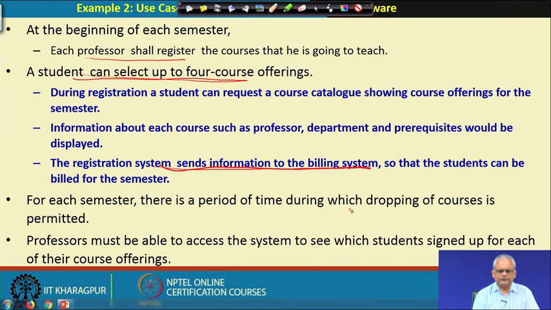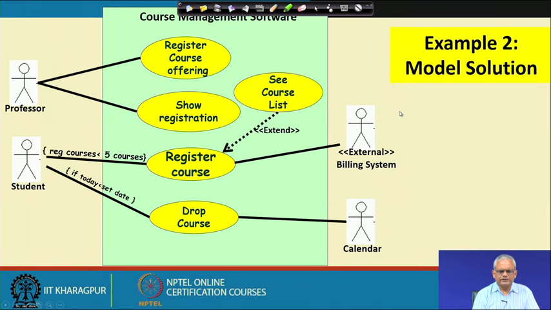signed up. Now, this is the overall diagram that we discussed. Let us see how we draw the diagram. So, this is the diagram. The professor registers the course offering. He can find out which students have registered, and the student can register for courses, which is less than 5 courses.